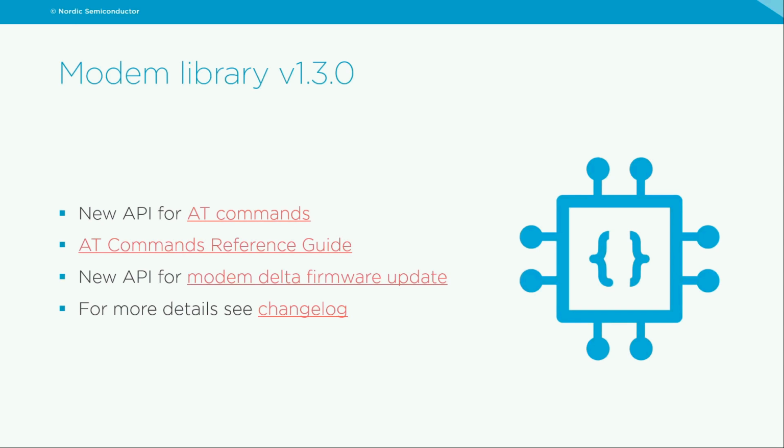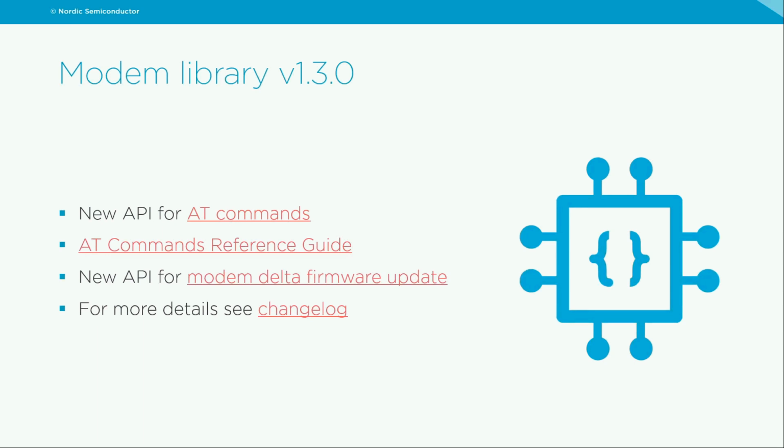AT commands are essentially a set of modem instructions that are used to configure the modem, establish a network connection, or in general execute operations. It's used to receive modem and connection status information, and for the full set of supported AT commands, I've included a link here to the AT commands reference guide that has all the details about the different AT commands we support. We have also added a new API for modem delta firmware updates.